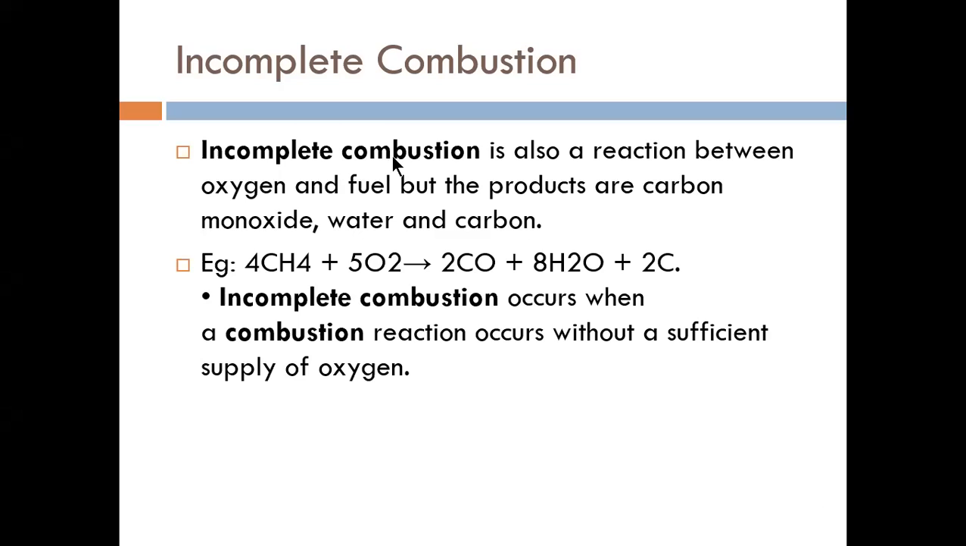Okay, now incomplete combustion is also a reaction between oxygen and fuel, but the products are carbon monoxide, water, and carbon. So you can see here the complete reaction, how it's going on. We know that during complete combustion we get CO2, carbon dioxide, but here what we get? Carbon monoxide, water, and in incomplete combustion we get carbon. But during complete combustion we never get this product because we burn the complete fuel. So a combustion reaction occurs without a sufficient supply of oxygen. That's the reason we don't get enough heat or enough energy.